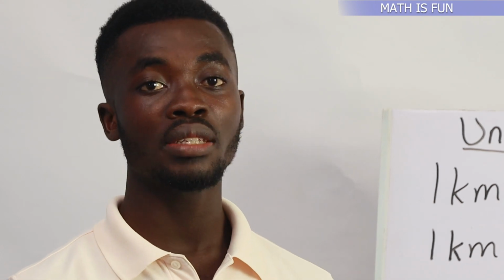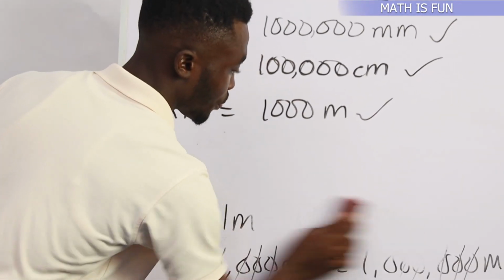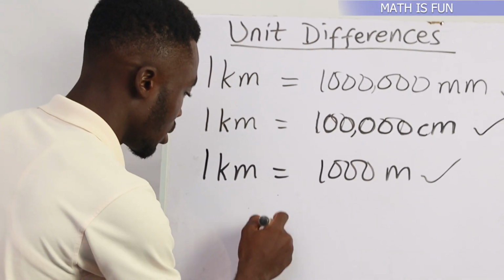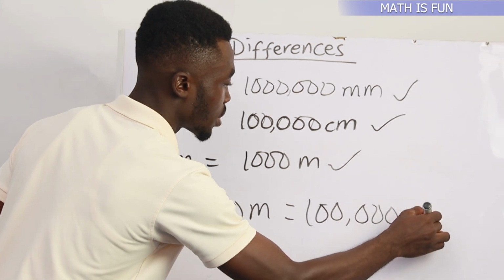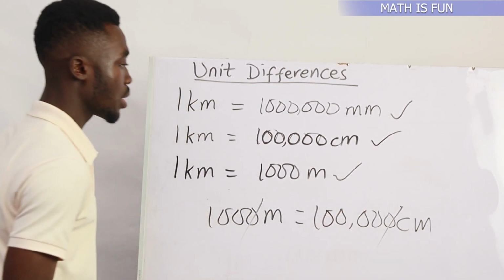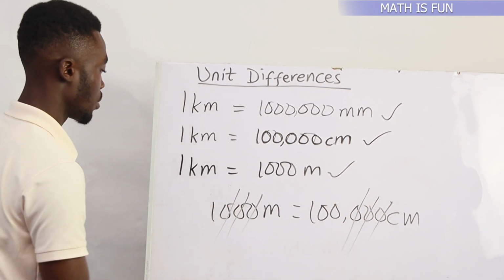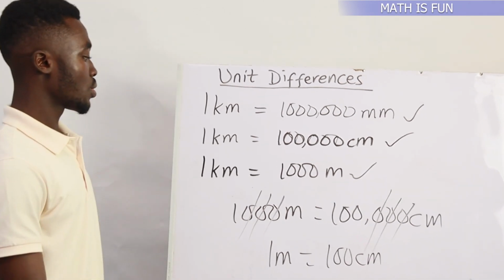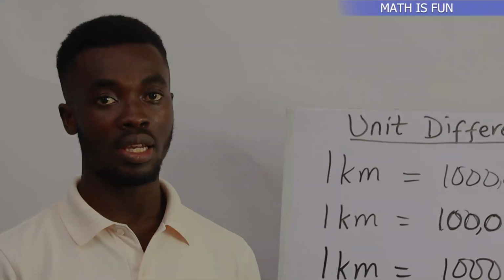Let's now look at the difference between centimeters and meters. We have 1,000 meters equal to 100,000 centimeters. To find the difference, we need to cancel out the zeros. Here, 1 0 will take away 1, another 0 will take away another, then the last 0 will also take away this 0. 1 meter is equal to 100 centimeters. So this means that every 1 meter will give us 100 centimeters.